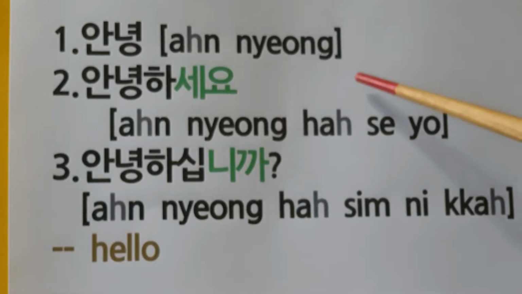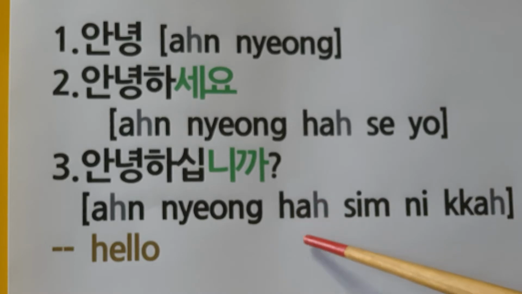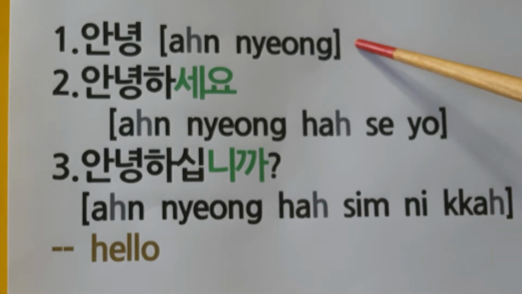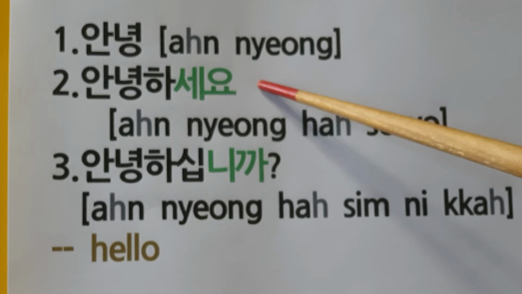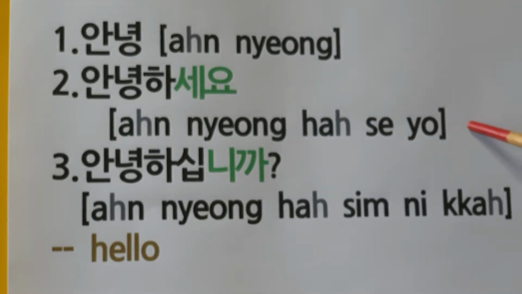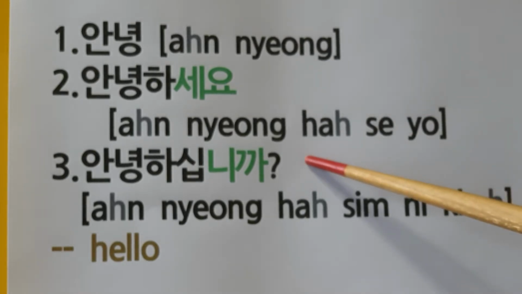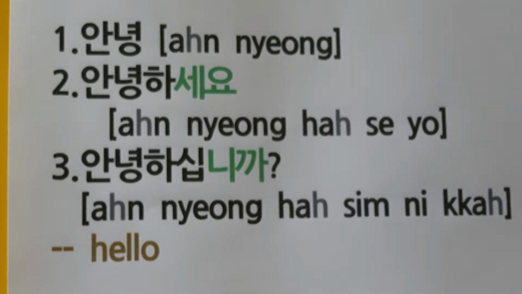Hello. 3 ways to say hello in Korean. 안녕, 안녕, 안녕. Say to kids or close friend. 안녕하세요, 안녕하세요. To anybody, okay? 안녕하십니까, 안녕하십니까. You want to show some respect, more respect.